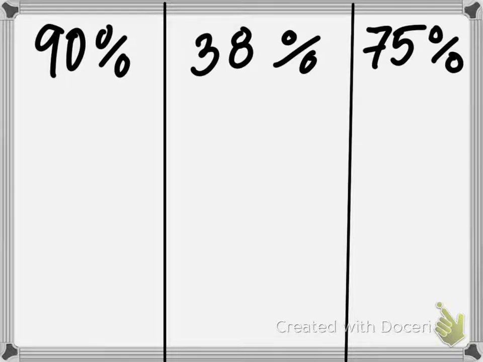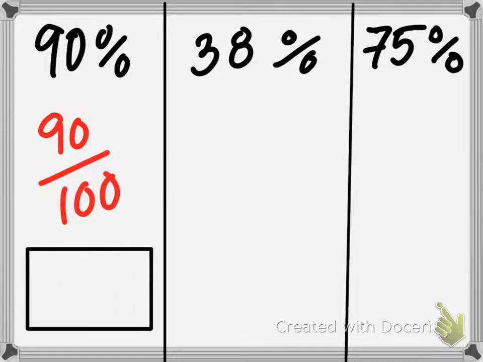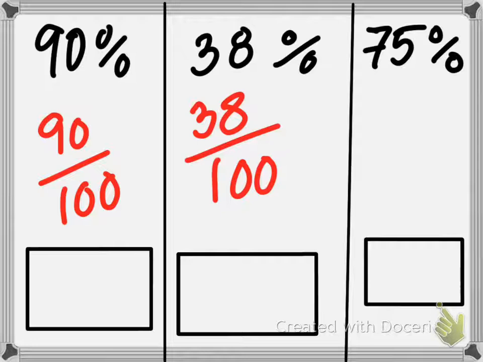Vahe, what's our initial fraction first for 90%? Your initial fraction is 90 over 100. Perfect. And then what's our simplified fraction? Your simplified fraction would be, hold on. Let me take a quick second. Gio, can you tell me the initial fraction for 38%? 38 over 100. Perfect. Jamal, can you tell me the initial fraction for 75%?